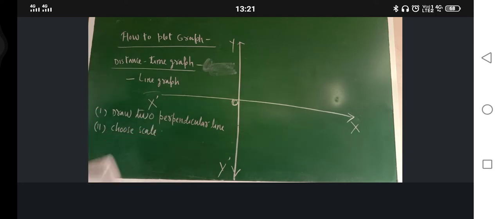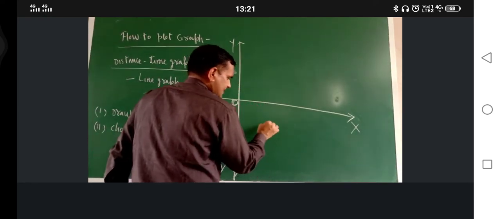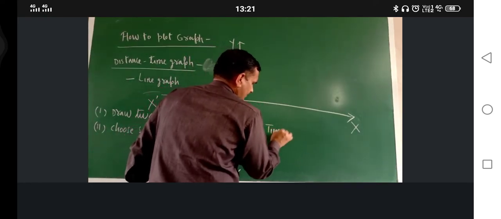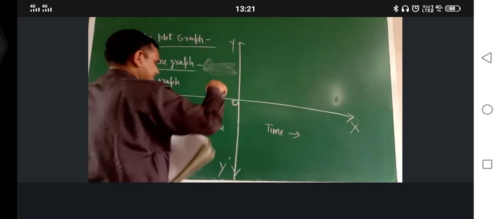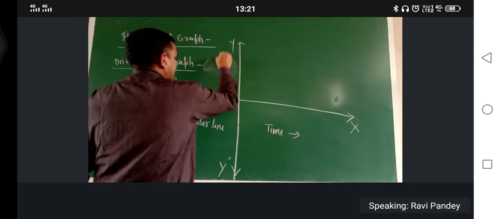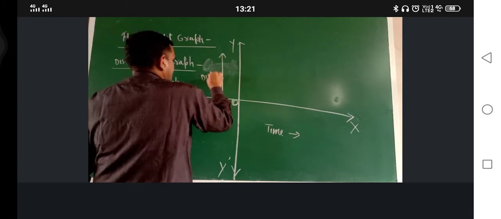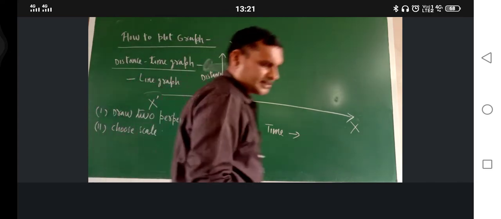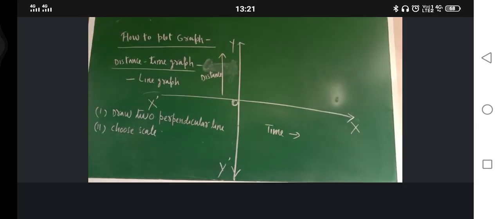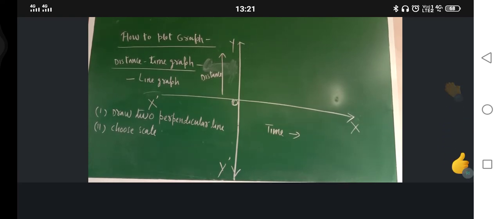The second one is choose scale. Just see, here in the OX axis you will draw time, and this side, the OY axis, distance. Am I audible and visible? Please indicate. Yes. So now choose scale.